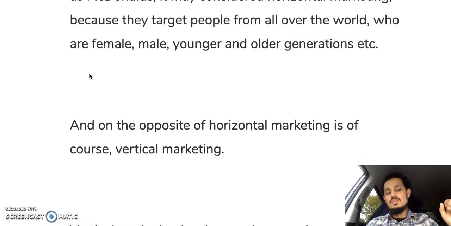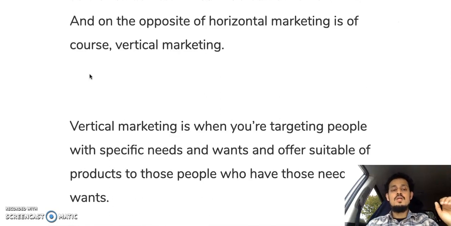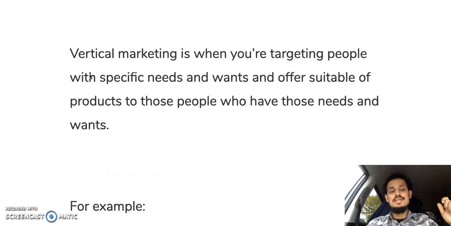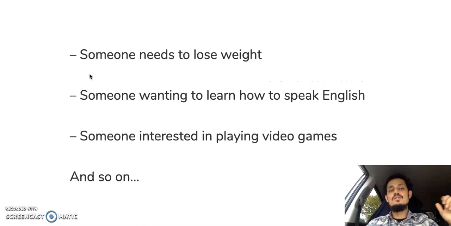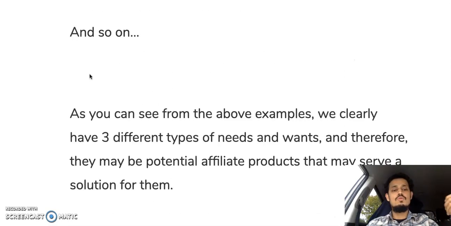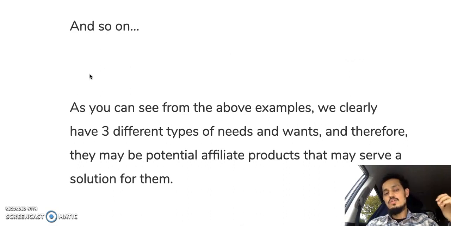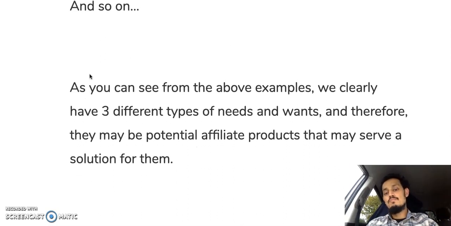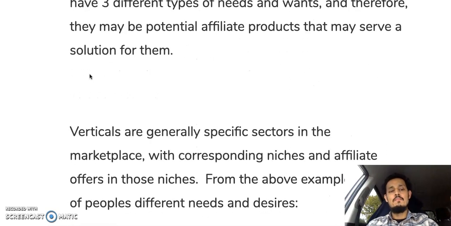On the opposite side of horizontal is of course vertical marketing. Vertical marketing is when you're targeting people with specific needs and wants and offering suitable products to those people. For example, someone needs to lose weight, someone wants to learn how to speak English, someone is interested in playing video games, and so on. As you can see from the above examples, we clearly have three different types of needs and wants, and therefore there may be potential affiliate products that may serve as a solution for them.